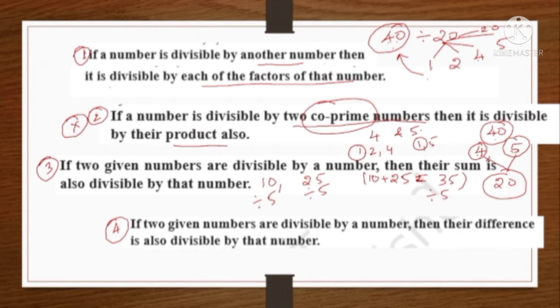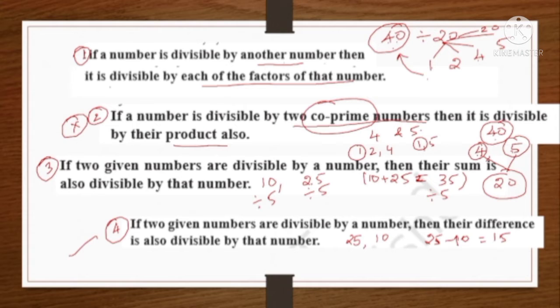ஓகே, அதே தான் subtract, fourth property. This is for sum, this is for subtraction. If you just consider the numbers 25 and 10. So 25 is divisible by 5 and 10 is also divisible by 5. What is the difference between 25 and 10? So 25 minus 10 is equal to 15. So this 15 is also divisible by 5.